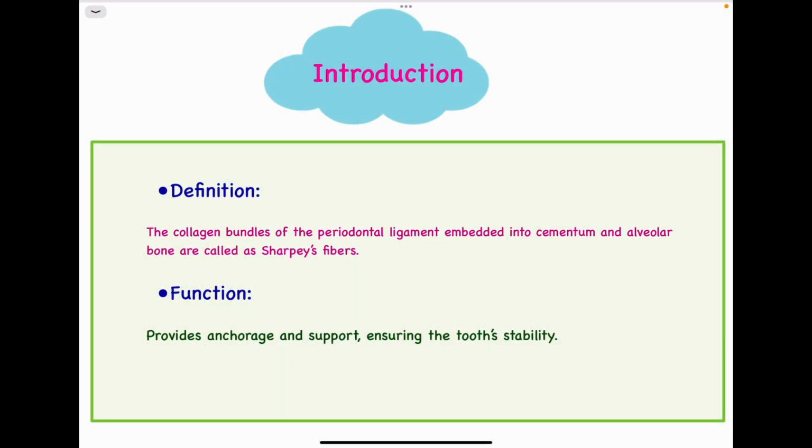Sharpey's fibers, by definition, are collagen bundles of periodontal ligament which are embedded into the cementum and alveolar bone. Right. So on one side, these fibers which are derived from the periodontal ligament are connected to the cementum, and on the other side, they are connected to the alveolar bone. Now, the chief function of Sharpey's fibers is that they provide anchorage and support, and thereby ensure the stability of the tooth within the socket.